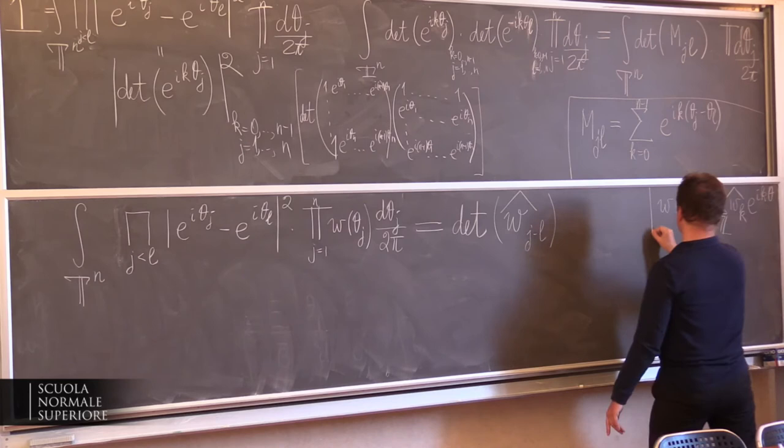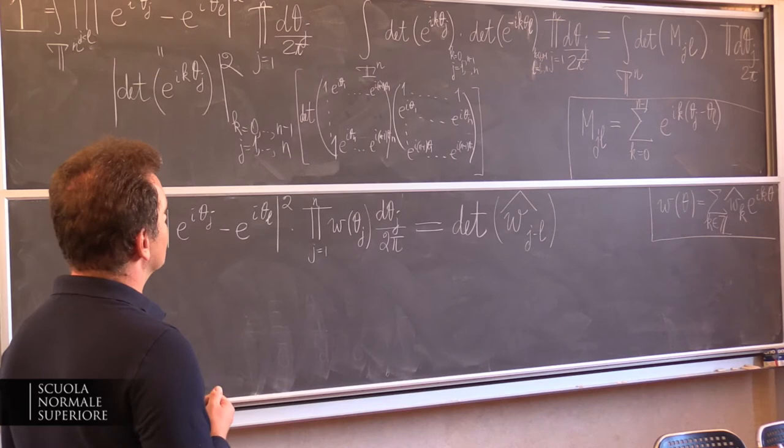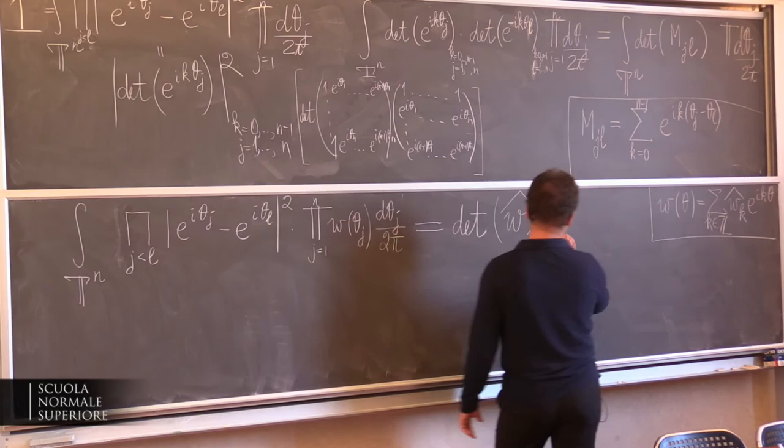Yes, so these are the same Fourier coefficients that we had before. And we have this determinant, so j and l from 1 to n, the so-called Toeplitz determinant.